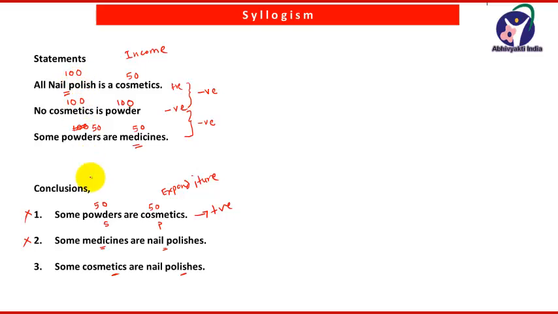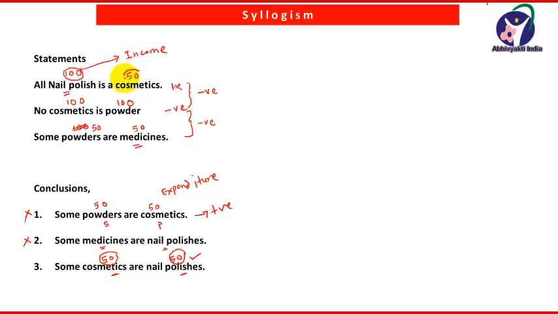Okay, now check the numbers. Here this conclusion begins with some, so this will get 50 number and this will also get 50 number. Here the nail polish has income of 100 and the expenditure of 50. So expenditure is less than that of the income, and that is correct.